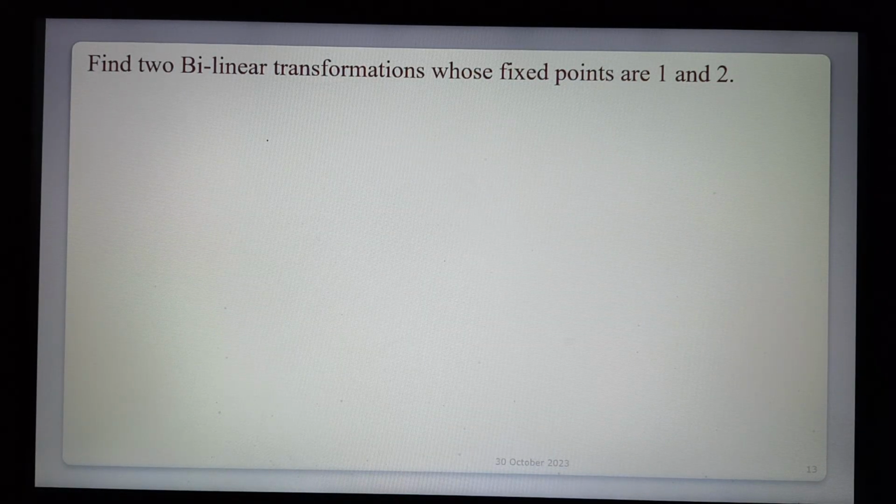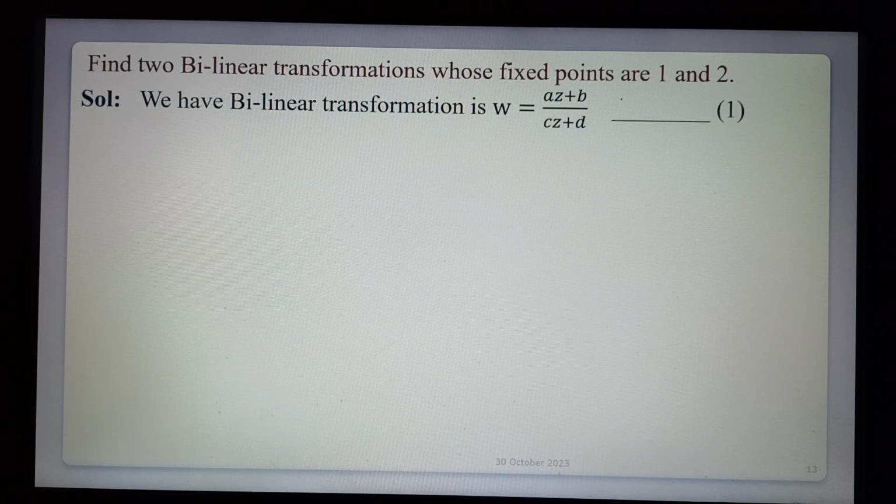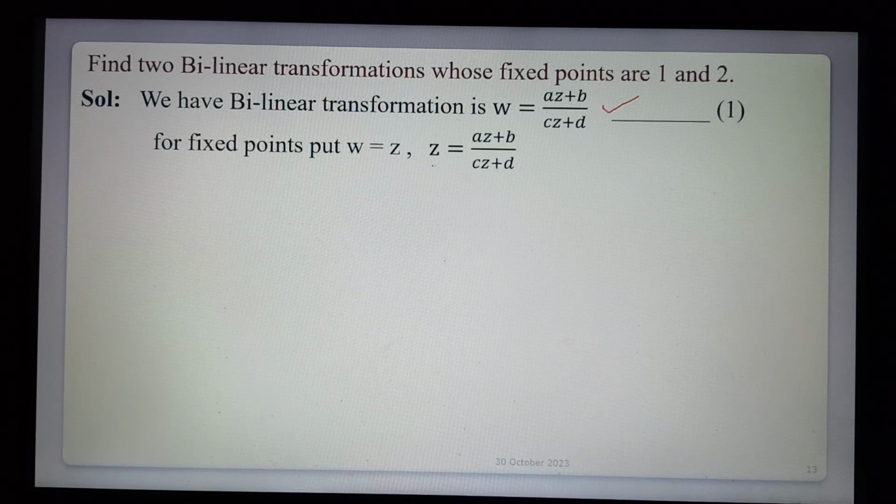Next example, find two bilinear transformations whose fixed points are 1, 2. This is the reverse: earlier, given a bilinear transformation, we were finding fixed points, but here, given fixed points, now finding bilinear transformations. Okay na. So assumption, this is a bilinear transformation, w is equal to (az plus b) by (cz plus d). So for fixed points assumption, w is equal to z, substituting w is equal to z.